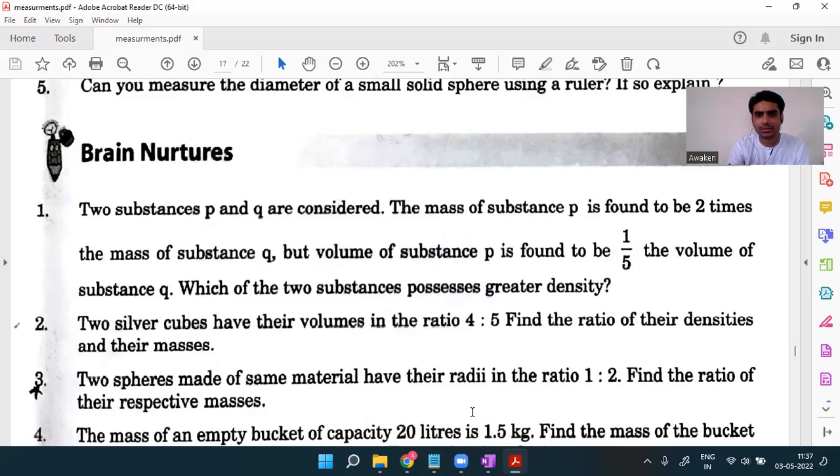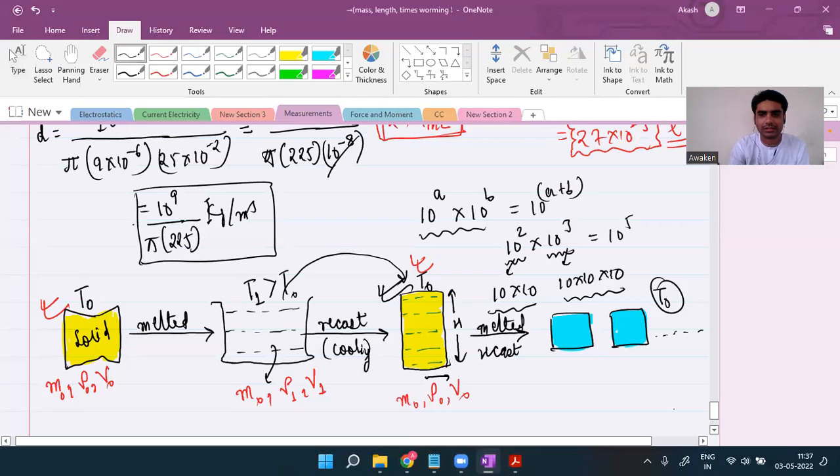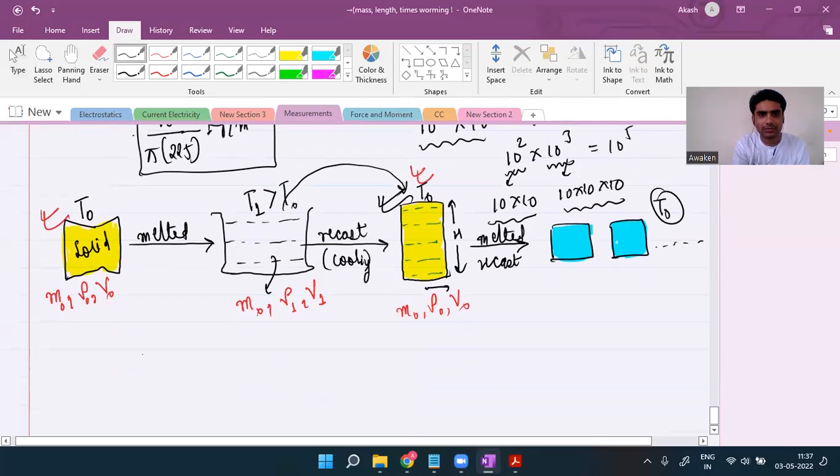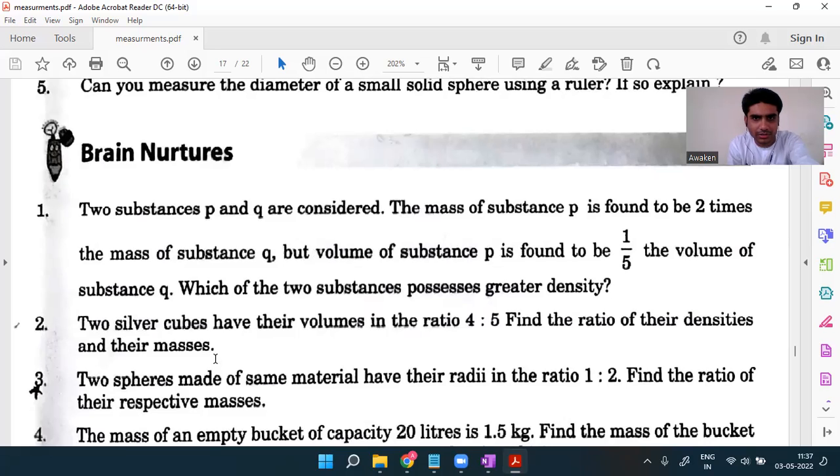Volume are in the ratio 4:5 and we are supposed to find the ratio of their densities and mass. So let us say there are 2 silver cubes, silver cube A and silver cube B. What was given? The ratio of the volume, and we are supposed to find the ratio of their densities.